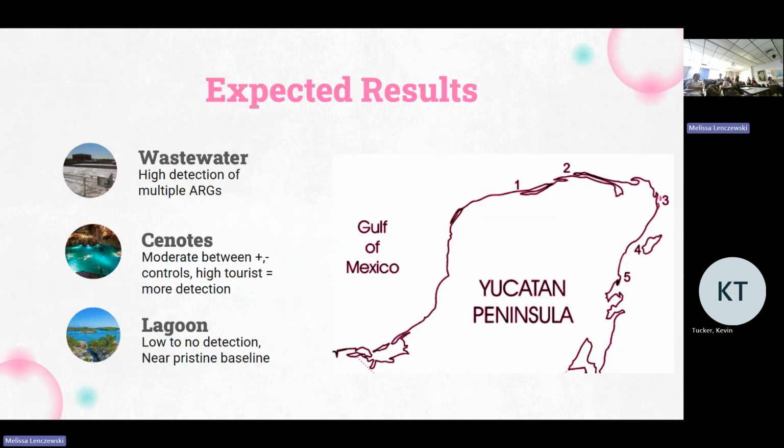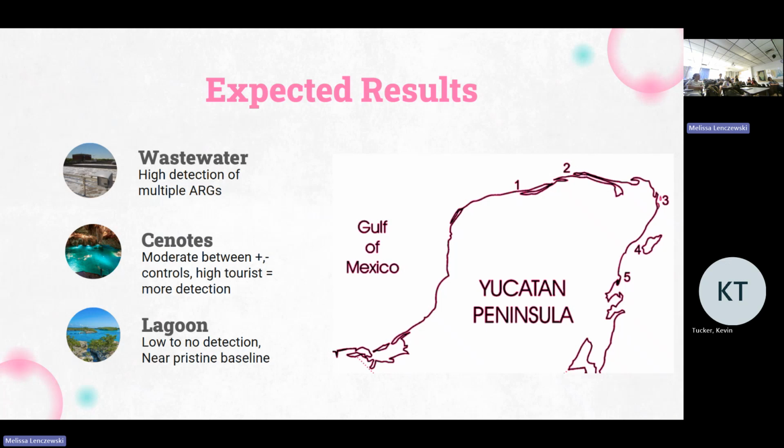So we expect, based on previous hypotheses and work, that the wastewater treatment positive control will have the highest detection of multiple ARGs. Moreover, the cenotes will be at a moderate level, with the more heavily visited cenotes displaying higher quantities of ARGs compared to the low-tourist cenotes. And finally, the lagoon will show low to no detection of ARGs as predicted, and it would serve as a baseline.